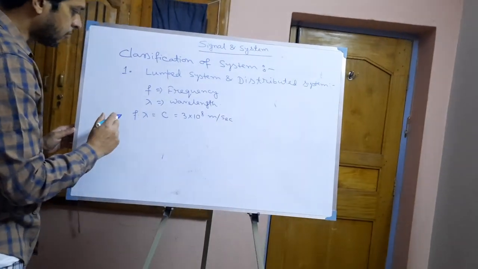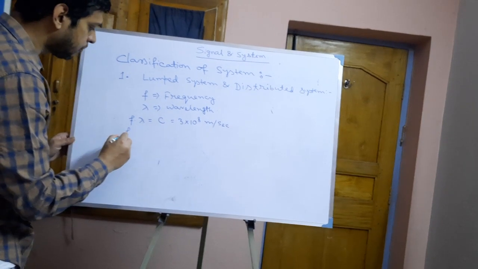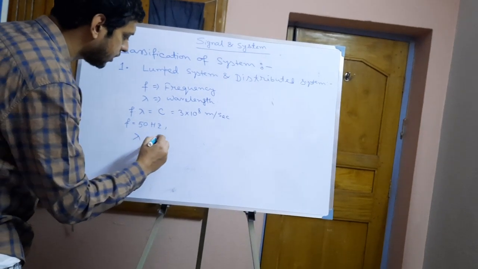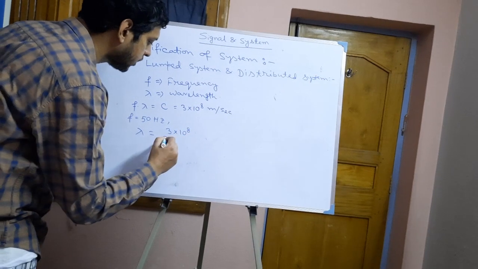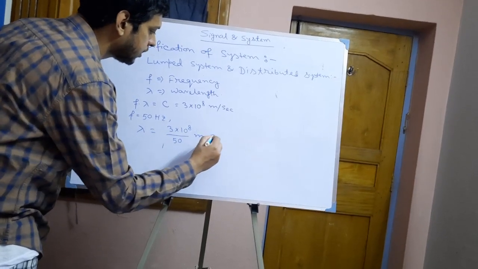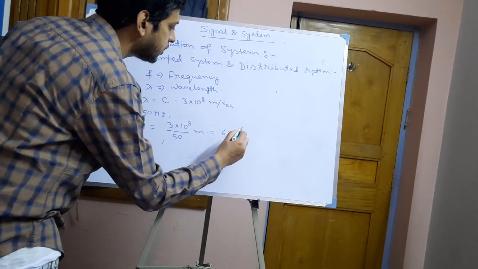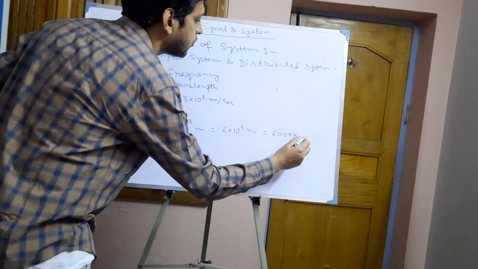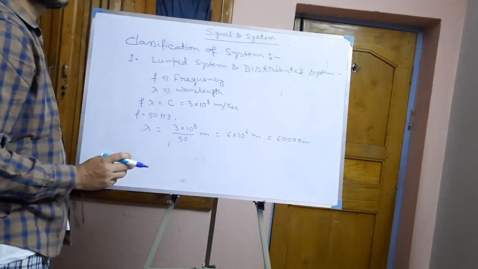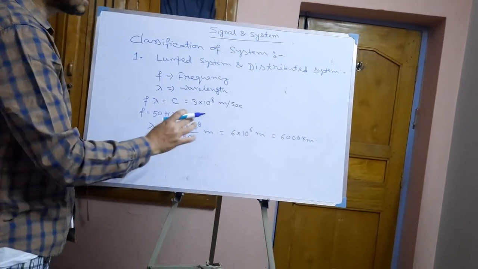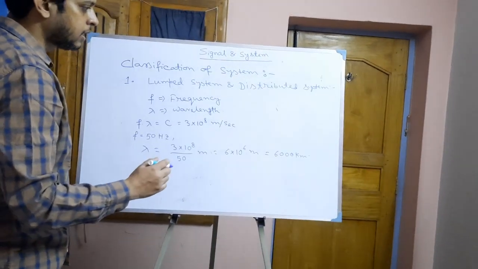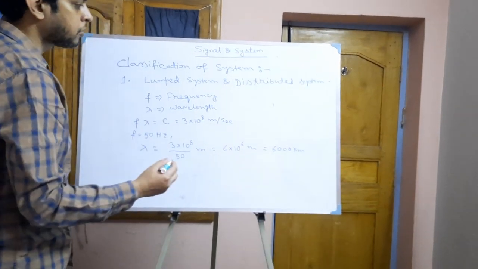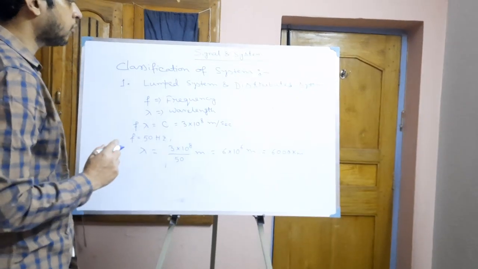Now, for a 50 Hz network, if f equals 50 Hz, then lambda equals 3 into 10 to the power 8 by 50 meter. That is 6 into 10 to the power 6 meter, that is 6,000 kilometer. The wavelength of the electromagnetic wave is 6,000 kilometer. Now, the physical dimensions of the circuits we handle in general are very much less than this wavelength. Therefore, all these are lumped network or lumped system.